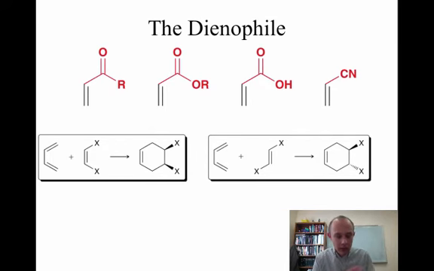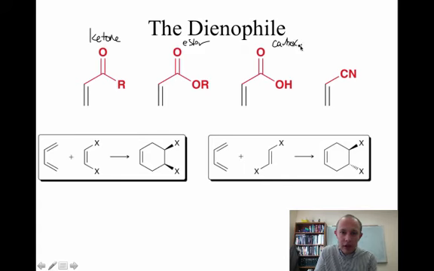Okay, so what are some common dienophiles that you'll see? Well, the most common electron withdrawing groups that are used to make dienophiles more reactive are things that contain carbon-oxygen double bonds, like a ketone or an aldehyde, an ester, a carboxylic acid, or in this case a nitrile. These things will all pull electrons away from our dienophile, which will make it more reactive.